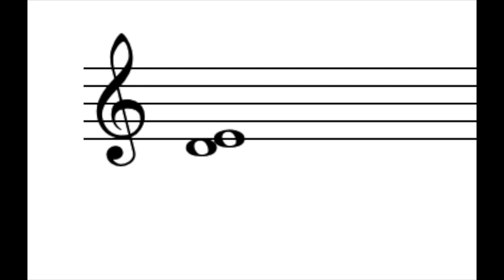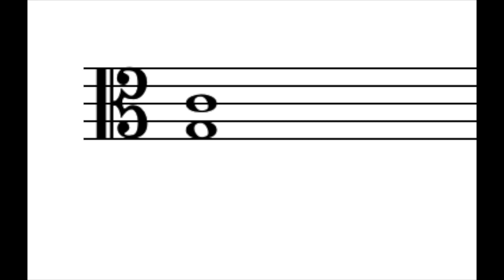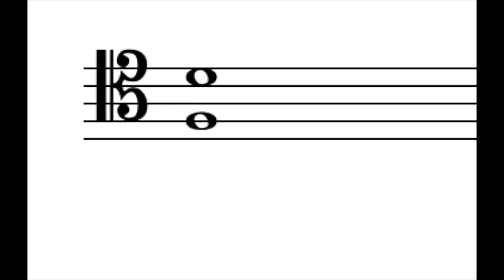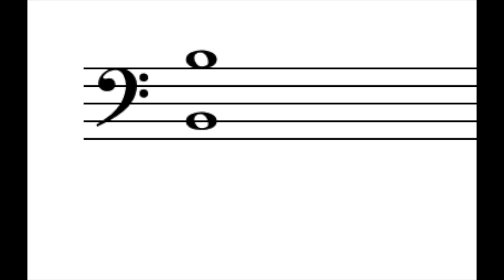So, let's describe the following harmonic intervals. Firstly, a few with clefs. Here we have a treble clef with D and E. And we can see that that is a second. An alto clef with G and C. G up to C, it makes it a fourth. Here's a tenor clef, F up to D, a sixth. And a bass clef, B up to B, an eighth or an octave.